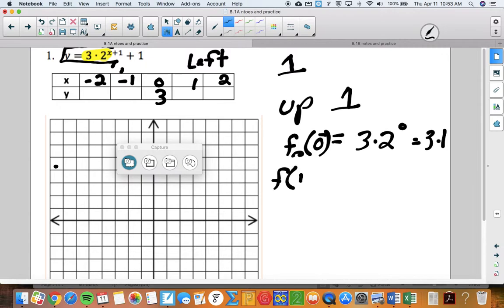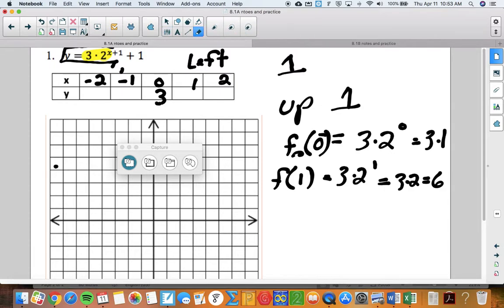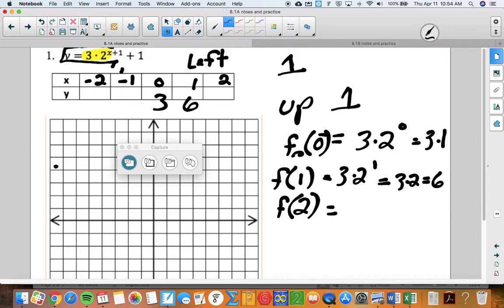Then I'll do f of 1. So I'm going to plug in 1 for x. And then I get 3 times 2 to the 1, which is 2, and that equals 6. Yeah, I think I need to order a new slate. Next, plug in 2 for x. So now we get 3 times 4, which equals 12. So this one is a 12.